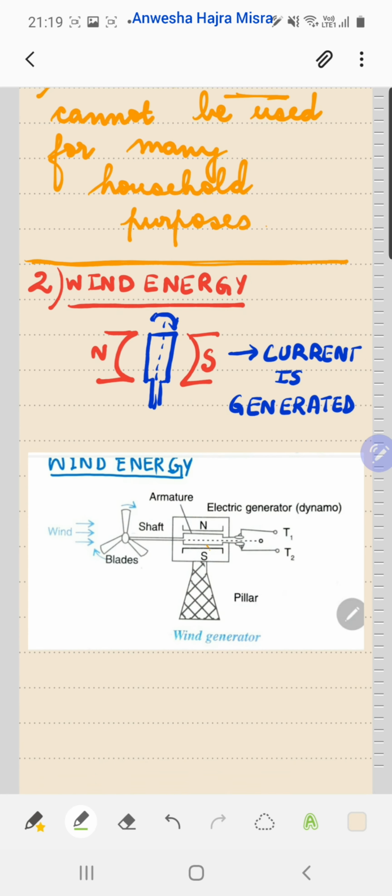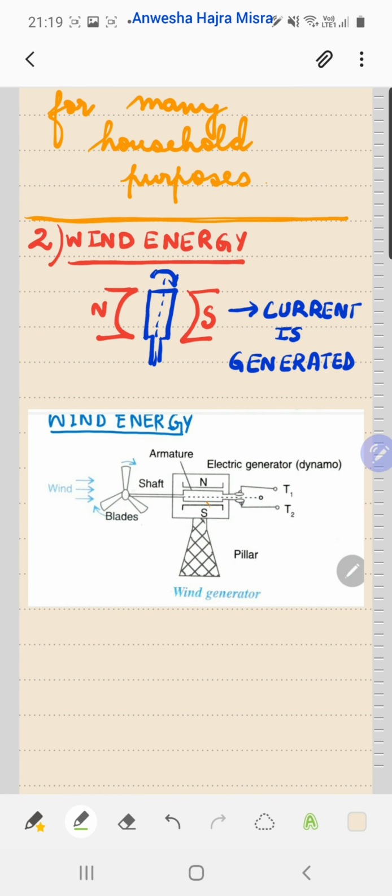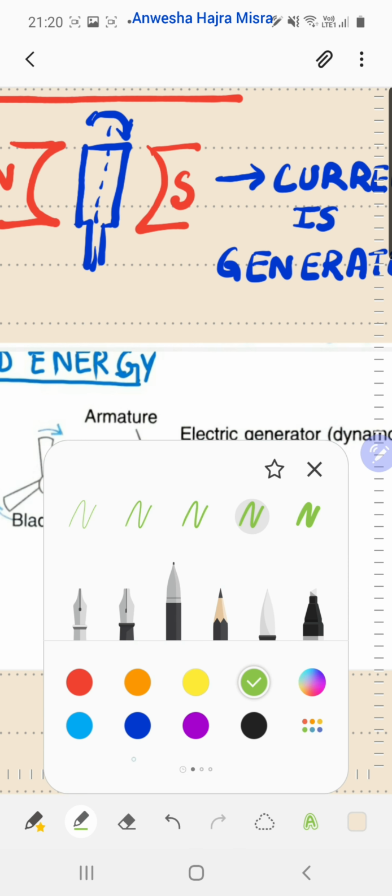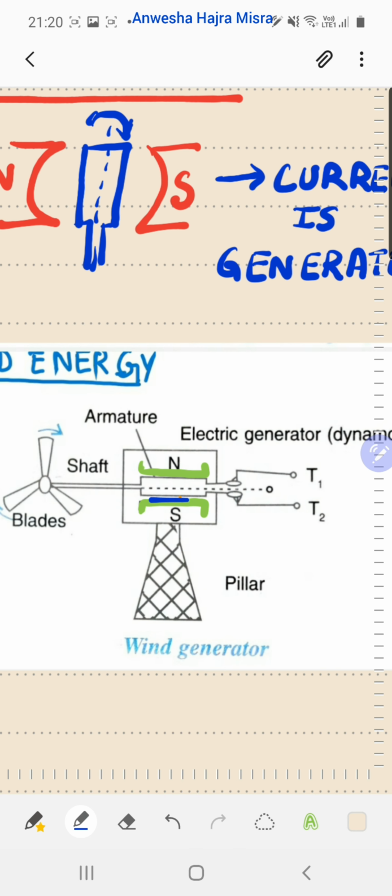So, in a magnetic field, when a coil is rotated, current is generated. Now, in wind energy, what happens? Can you see the magnets? This is the magnet, North Pole and the South Pole. And there you have the armature, which is connected to terminals T1 and T2. Between the magnetic field, you have the coil connected to the terminals T1 and T2.